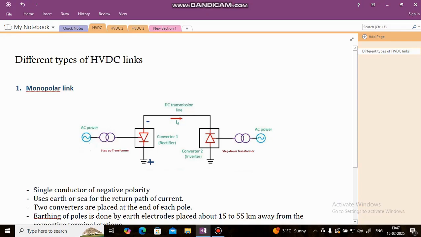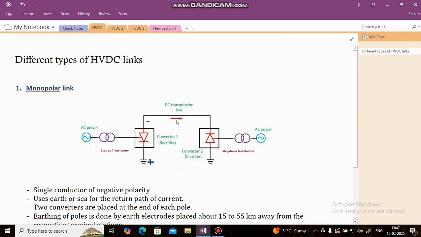So there are three types of HVDC link. Number one, monopolar link. Number two, bipolar link. And number three, homopolar link. So one by one, we will see and discuss all these three types of HVDC links. So first of all, monopolar link.